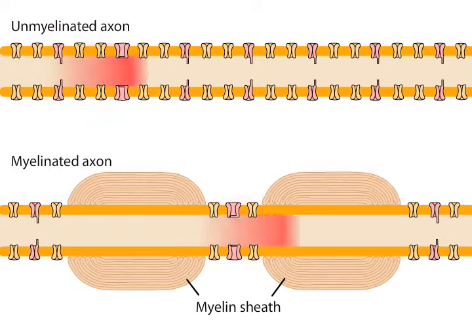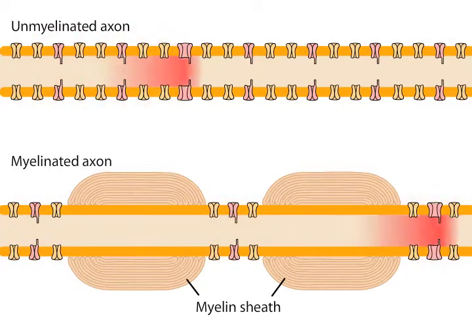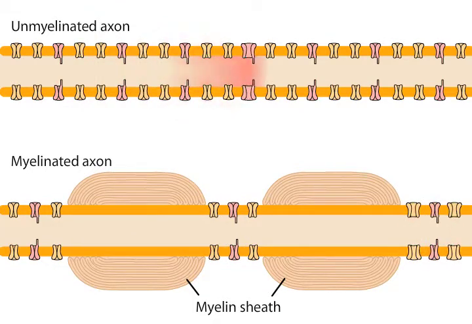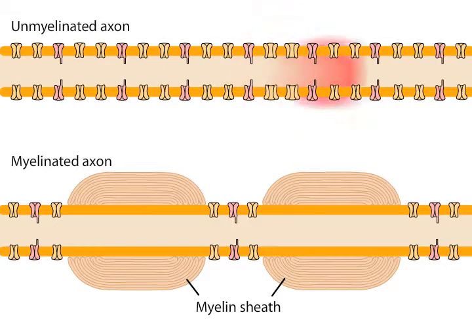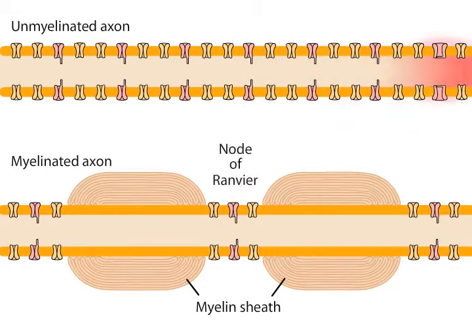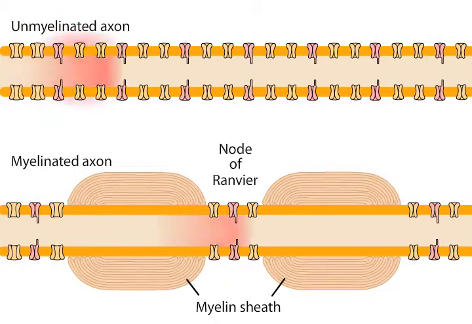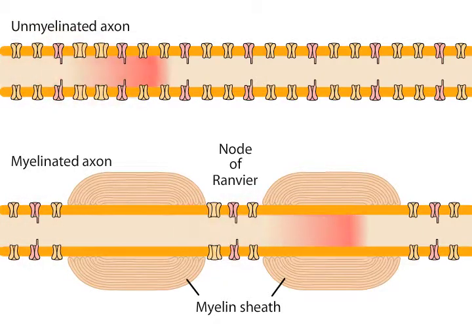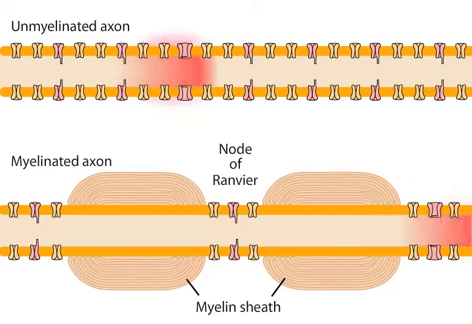The major reason underlying this marked increase in speed is that the time-consuming process of action potential generation occurs only at specific points along the axon, called nodes of Ranvier, where there's a gap in the myelin wrapping. An action potential generated at one node of Ranvier elicits current that flows passively within the myelinated segment until the next node is reached.